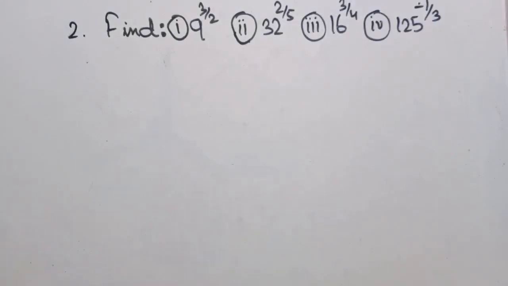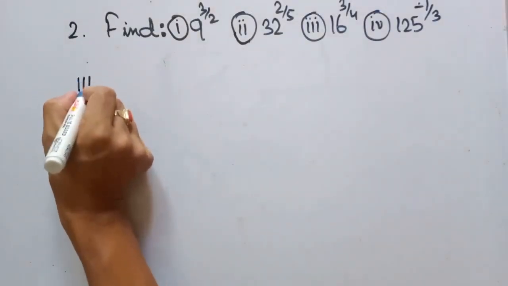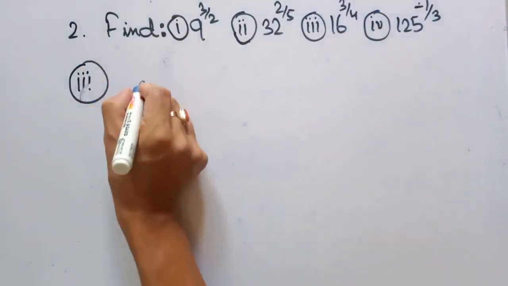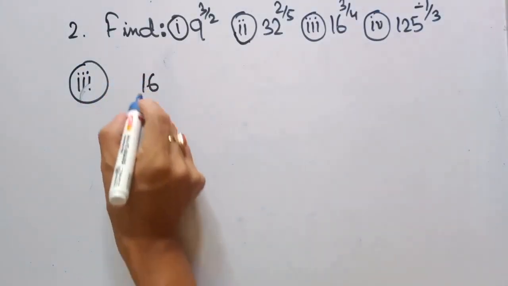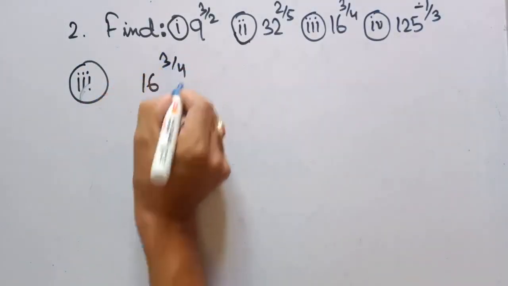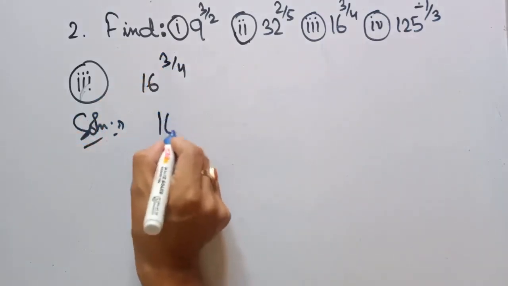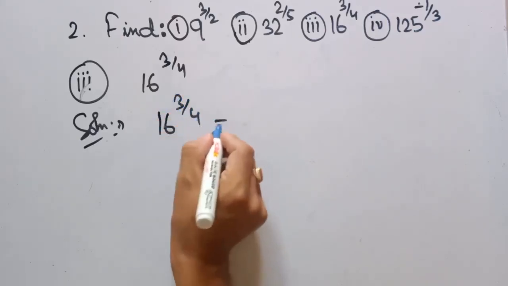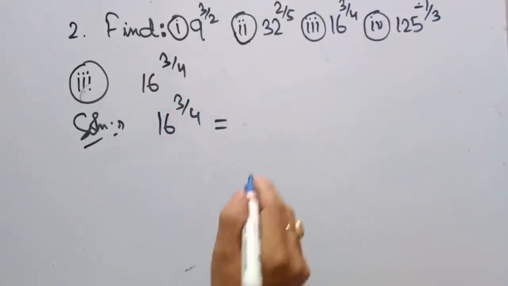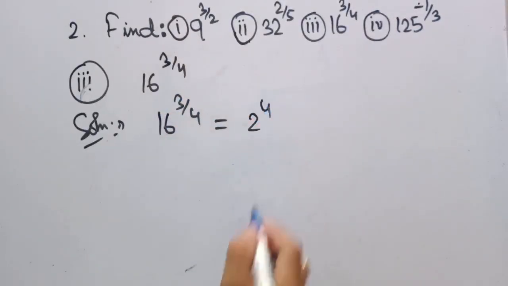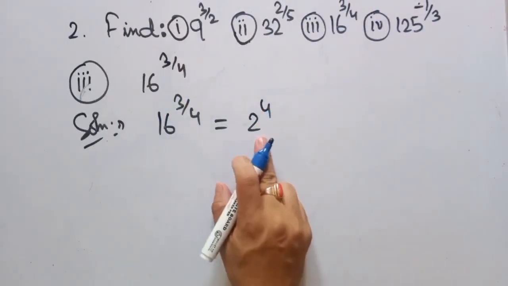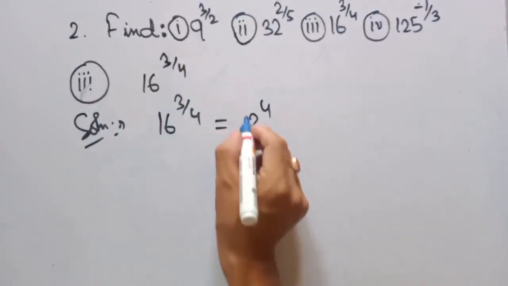So Roman number 3, 16 to the power 3 by 4. Solution: 16 to the power 3 by 4 is equal to, instead of 16 we can write 2 to the power 4. That is, 2 to the power 4 is equal to 16.